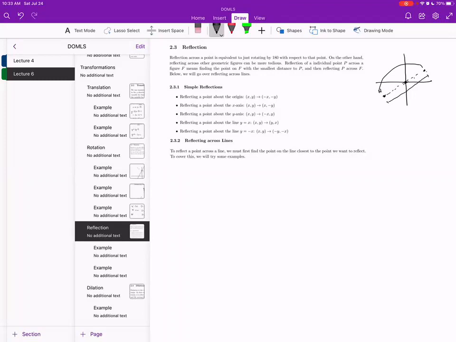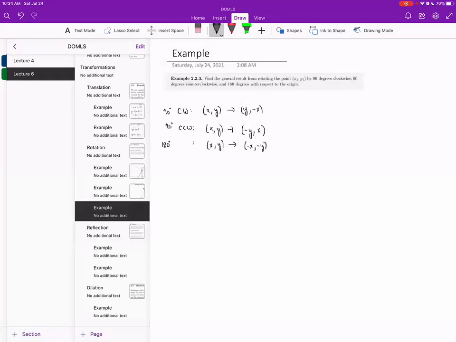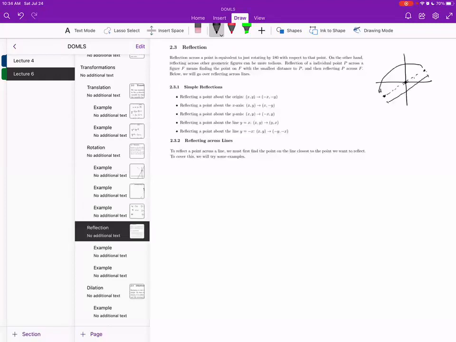On the other hand, if we had to reflect across other geometric figures, it's kind of tedious, but we can also reflect across lines. We'll talk about that in a bit. But first, let's go over some simple reflections. First, we can reflect a point about the origin. We already talked about that because we talked about rotating 180 degrees with respect to the origin, which is the same transformation.